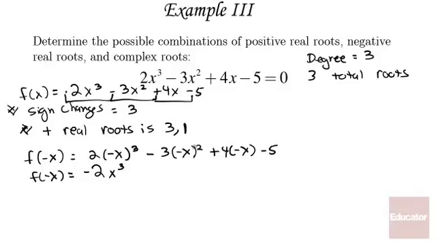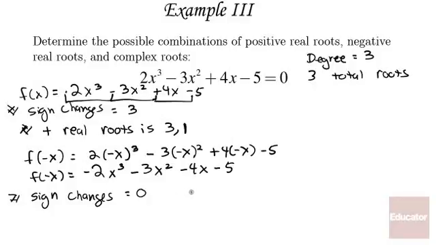Negative and a negative squared is going to give me a positive, so this will become x squared. This is negative here though, so negative 3x squared. 4 times negative x, negative 4x minus 5. Okay, number of sign changes: none, none, none. The signs are all negative for the coefficients of f of negative x. So the number of sign changes equals 0. So 0 negative real roots.